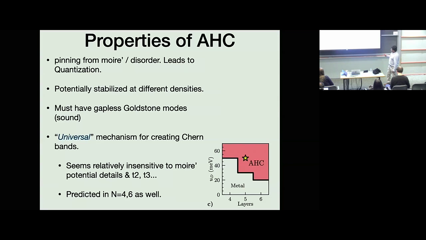Here, a lot of these further neighbor hoppings, t2, t3, and so on, do not seem to matter. At least when we do the Hartree-Fock, we get pretty much the same phase diagram. It's also predicted for different numbers of layers. So for 4 and 6, the critical vertical electric field you need turns out to scale with the number of layers. It's smaller for a larger number of layers.